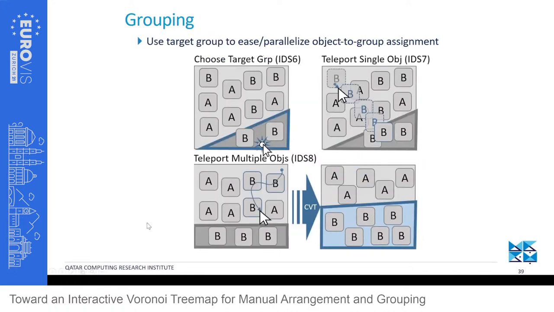We can also define a target group by double click on the background cell of a group. When there is a target group, when we drag an image, we just need to start the drag move and the image is automatically teleported to the group, so it's faster. And we can also line select multiple images, so they will be all at once added to the target group.